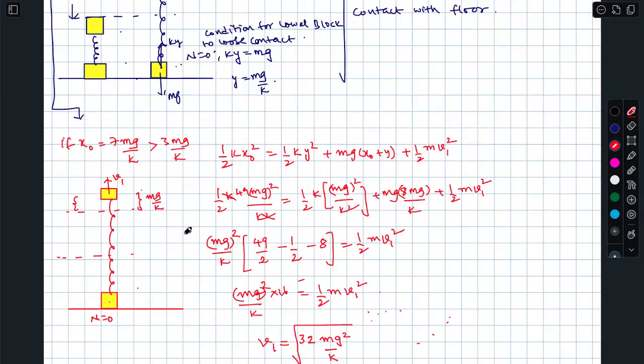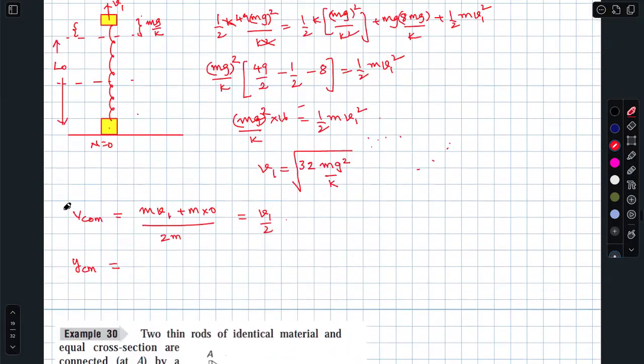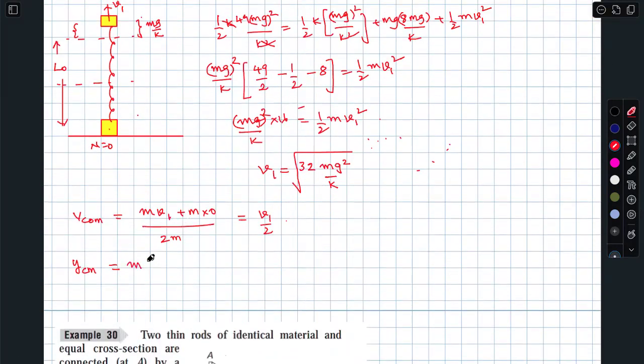We need to take something as a reference, right? For example, if I am taking the relaxed length of the spring as L0, where lies the location of the center of mass? Tell me. M L naught plus mg by k plus m into 0, by 2m. This is nothing but L naught by 2 plus mg by 2k. That is the initial location of the center of mass.